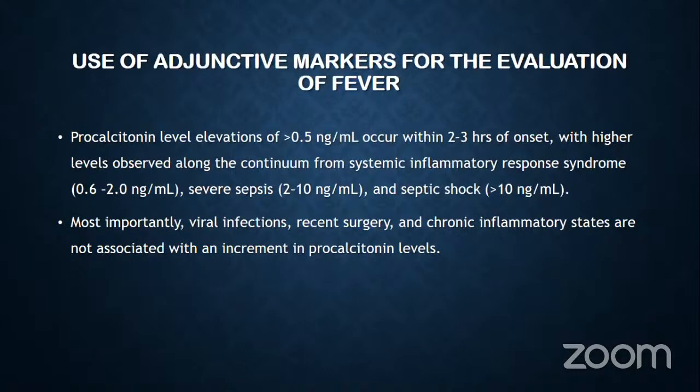Use of adjuvant markers for the evaluation of fever. Procalcitonin level elevations of greater than 0.5 ng per ml occur within 2 to 3 hours of onset, with higher levels observed along the continuum from the systemic inflammatory response syndrome. If procalcitonin is 0.6 to 2, suspect severe sepsis; 2 to 10, septic shock; greater than 10, septic shock. Most importantly, viral infections, recent surgeries, and chronic inflammatory states are not associated with an increment in procalcitonin level.